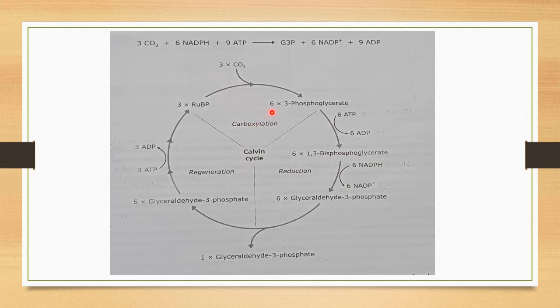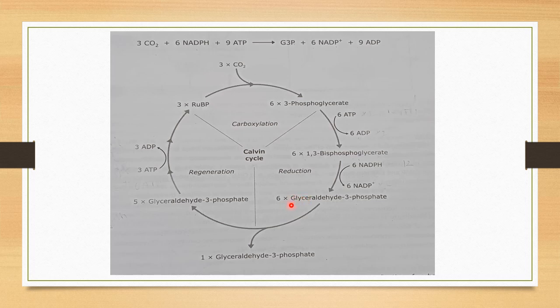So what happens? 6 molecules of 3-phosphoglycerate convert into 6 molecules of 1,3-bisphosphoglycerate by utilizing 6 molecules of ATP. ठीक है, 6 molecules ATP utilize होगा और convert हो जाएगा 6 ADP में. Next step is 6 molecules of 1,3-bisphosphoglycerate convert into 6 molecules of glyceraldehyde 3 phosphate by utilizing 6 NADPH. तो 6 NADPH यहाँ यूज हो रहा है और 6 ATP यहाँ यूज हो रहा है.